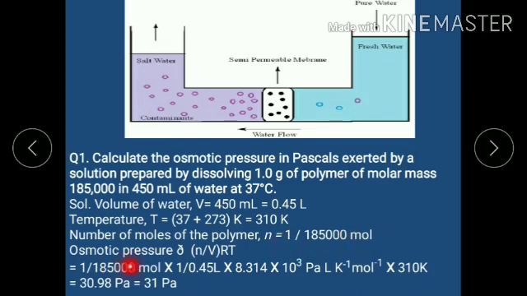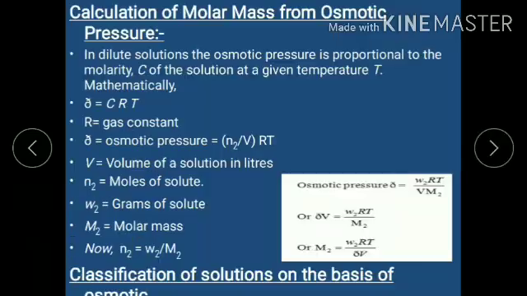And what is the value of V? What is the value of R? The value of R is 8.314 × 10^3. And what is the value of T? The value of T is 310, and the volume is 0.5 liter. Then the answer is 31 Pascal. Okay, this is the answer of 31 Pascal.